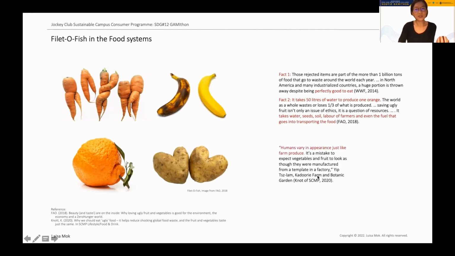And I like this very much. So it is said by this person from Kaduri Farm in Hong Kong. Humans vary in appearance, just like farm produce. So we don't look the same, all of us, but we will have differences. So it's the same as the fruit. So why do we abandon them if they are still of the same quality?